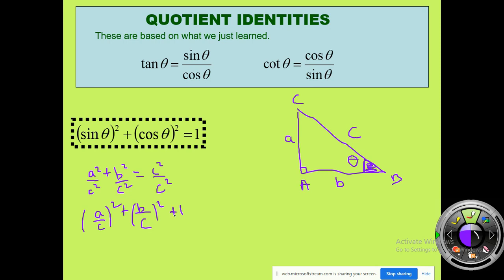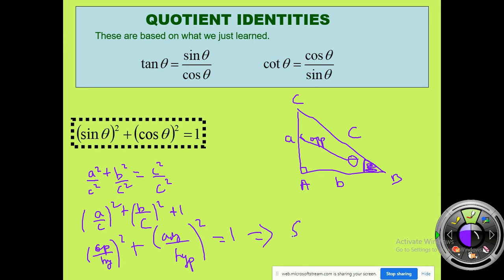What is A over C? What is the relation between A and C with theta? Isn't this one opposite? Opposite, and this is the hypotenuse. So A over C is opposite over the hypotenuse. Which formula is opposite over hypotenuse? It's sine. B over C, doesn't that mean adjacent over hypotenuse? This is adjacent over hypotenuse, I'm proving the formula, guys. So this one, sine squared theta plus cosine squared theta, or sine squared alpha plus cosine squared alpha, equals 1, comes from Pythagoras.